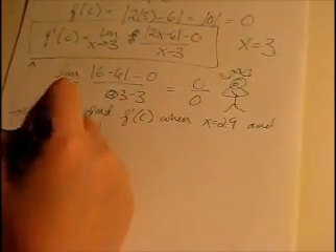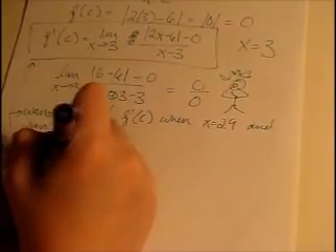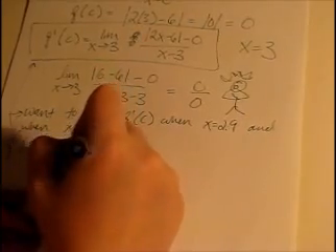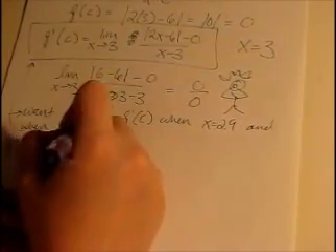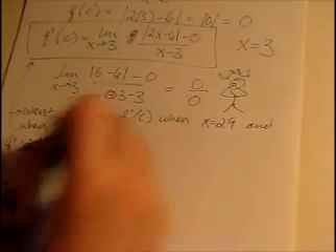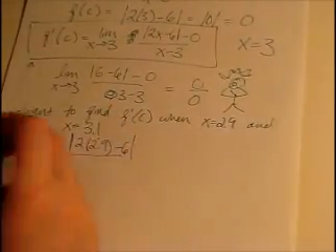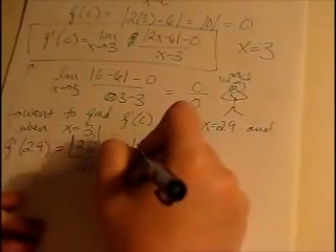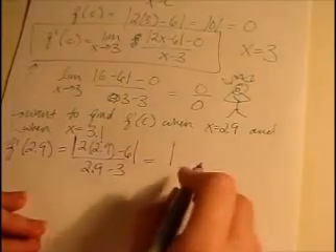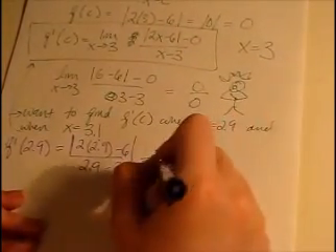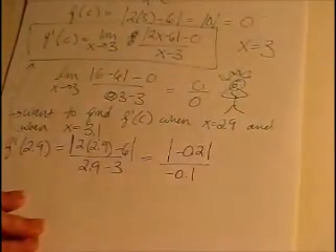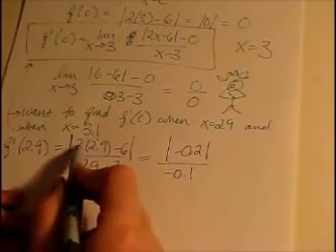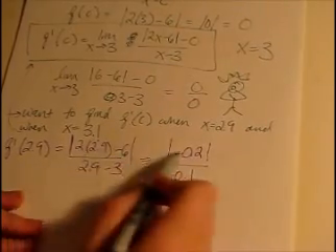So we want to know the f prime of 2.9 equals the absolute value of 2 times 2.9. Let me make sure this is big. 2.9 minus 6 over 2.9 minus 3. Equals negative 0.2 absolute value over negative 0.1. And this is just something I did beforehand on the calculator, but it's pretty straightforward. You can see that that is going to be negative 0.2. This is just that.